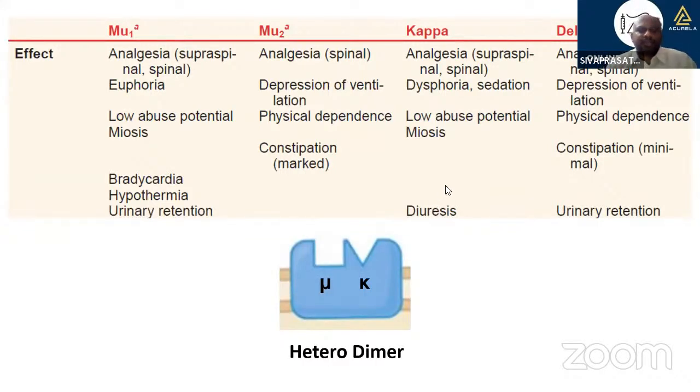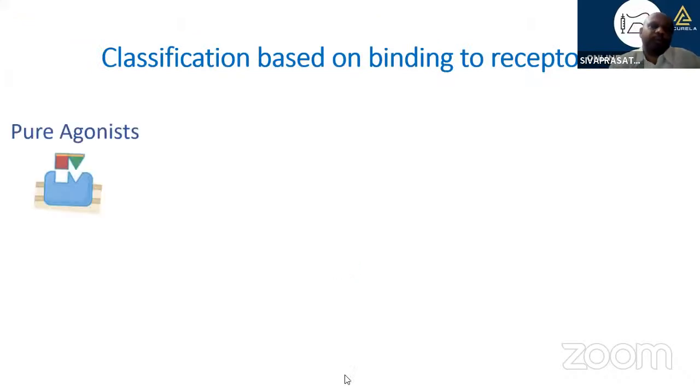When you look at these receptors, they are always in a heterodimeric state. That is, mu receptors will be closely associated with kappa receptors. They will be in one complex. That is called heterodimerization. So the next classification depends on how this heterodimerization helps us. When you talk about a pure agonist, it is always the mu receptor and kappa receptor which stay together. So all these agonists, morphine, pethidine, have the potential to stimulate mu and kappa receptors equally.